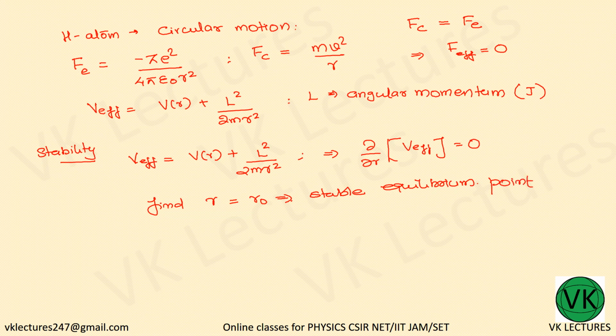Now here also, when you equate Fc equal to Fe, you get the value of r equal to r naught, the radius of the circular motion. Now here this r naught is the radius of circular orbit.